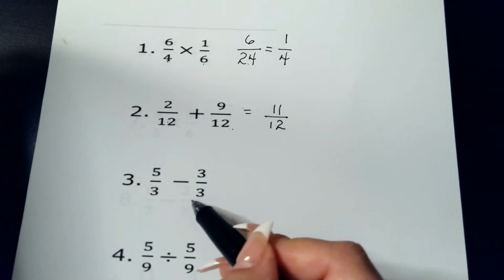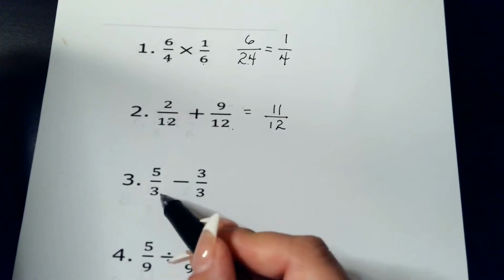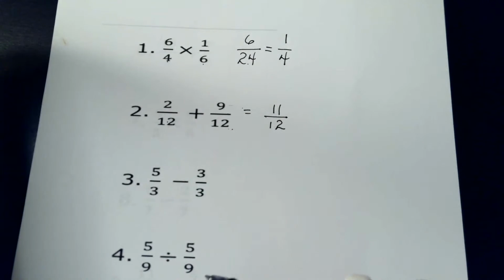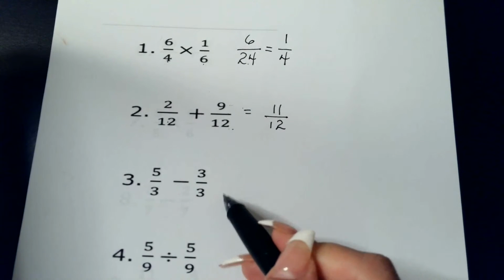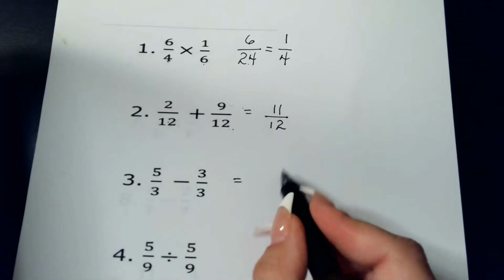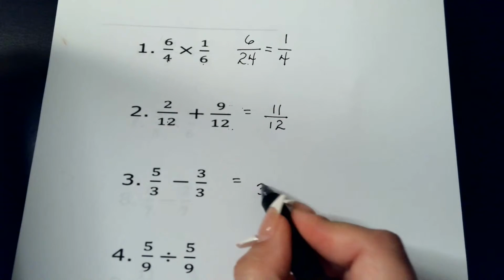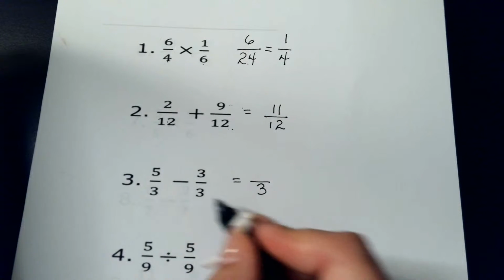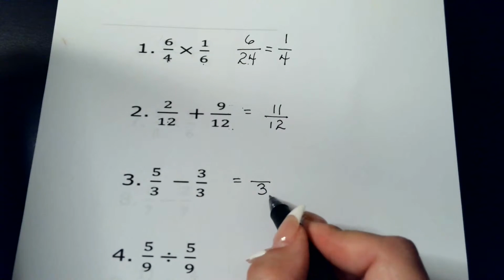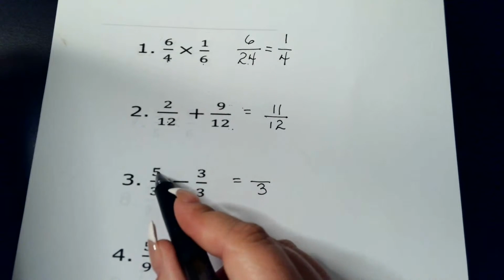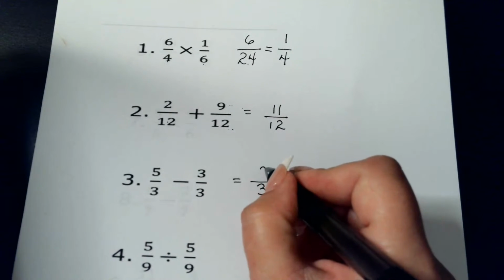The next one is subtraction. Again, both denominators are the same, which is very helpful because they need to be the same. So the denominator remains the same. It is neither added nor subtracted nor multiplied. It comes over exactly as it is. The only numbers that change are the numerators, and 5 minus 3 is 2.